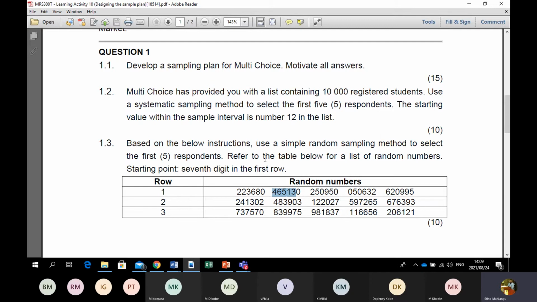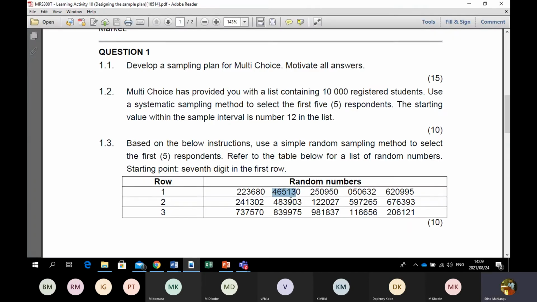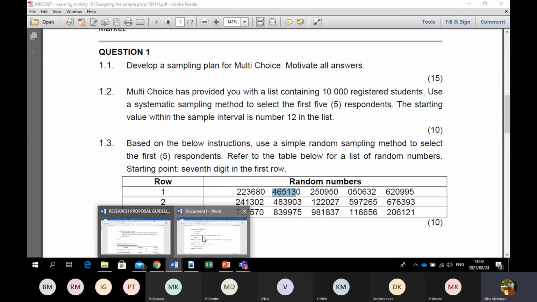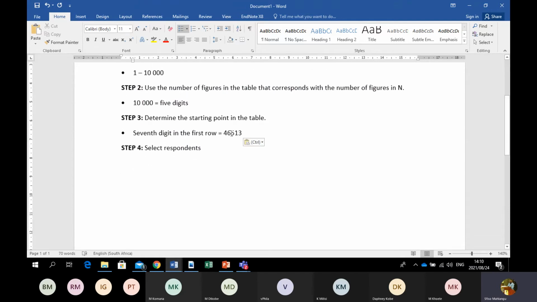So let's first copy the starting point and put it here, practicality. Our starting point becomes the 7th digit in the first row, which equals, we must take those 5 digits. If you copy them from the table, that is 46513. That's where we're going to start. You must also indicate this part. At some stage, I saw students not indicating their starting point. You don't want to lose marks.